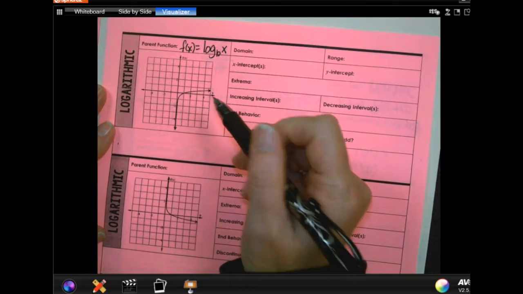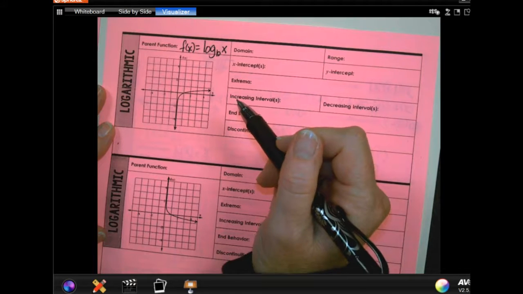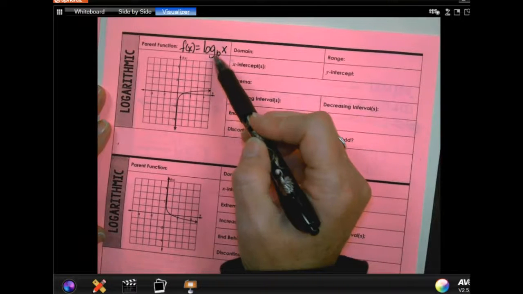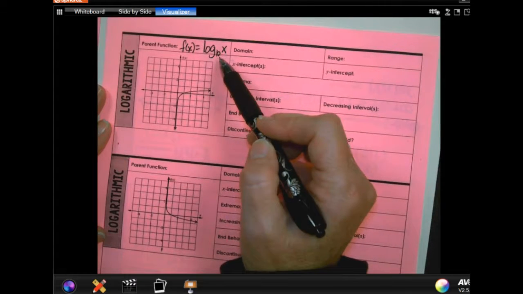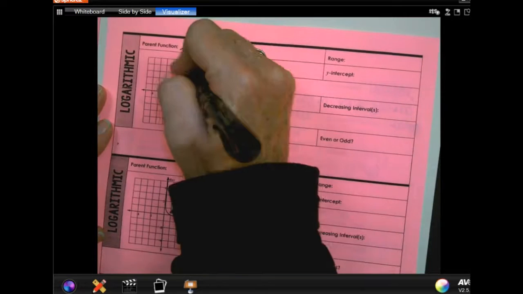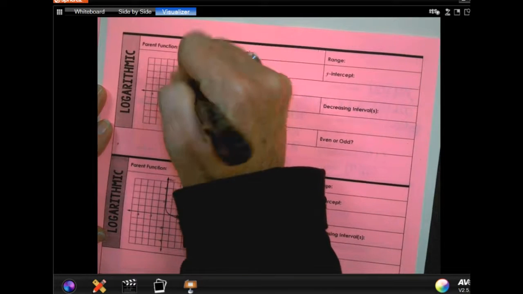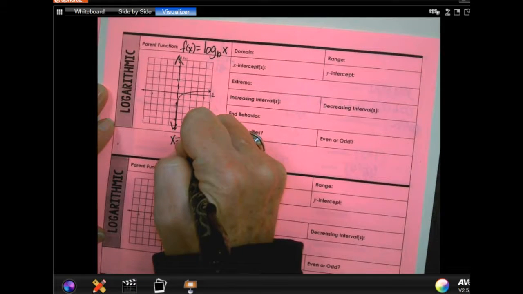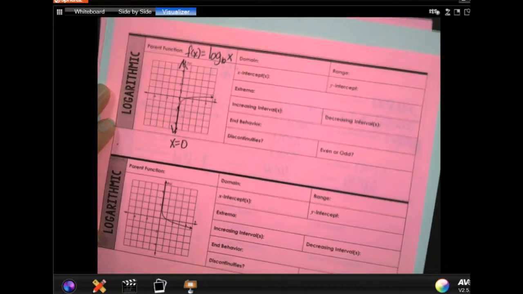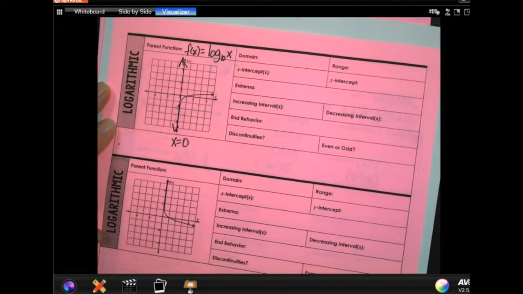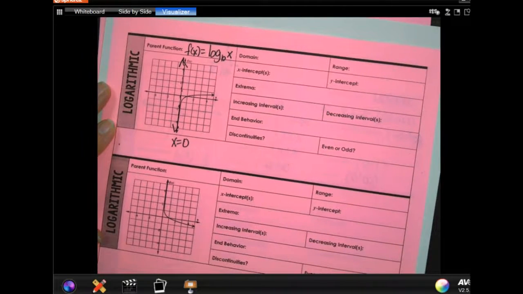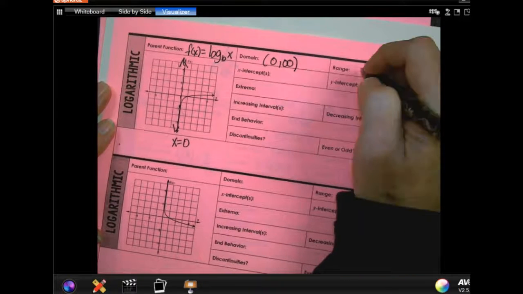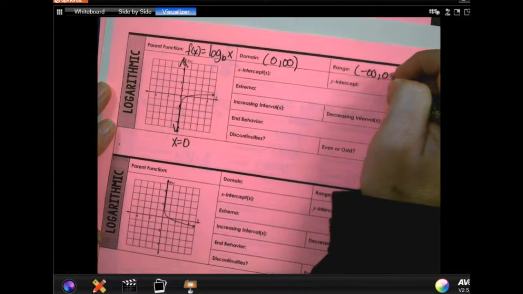And normally when we were graphing these, we graphed log base what? 10, right? So we didn't have to put a base, but if there is a base, this is where the number goes. So there's an asymptote here because you cannot take the log of a negative number. So we have positive x's because you can't take the base of a negative number. So the domain is going to go from 0 to infinity. The range is going to go negative infinity to infinity.